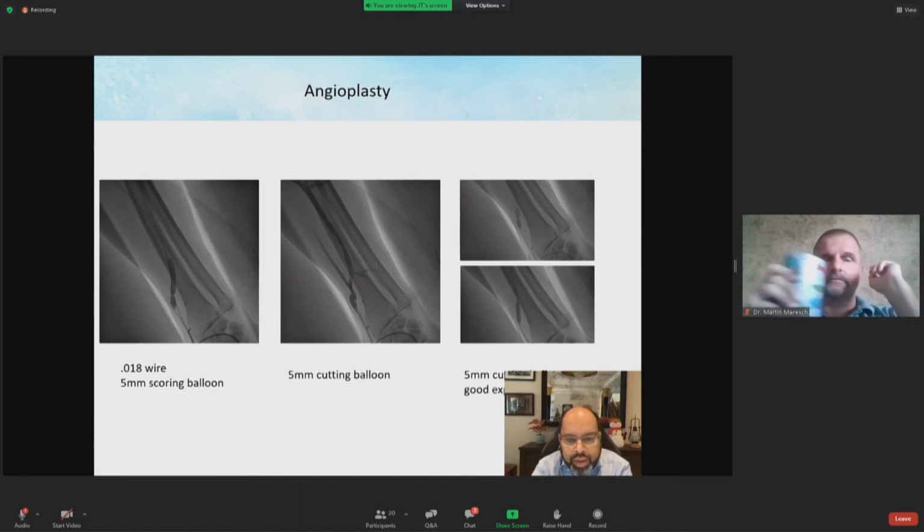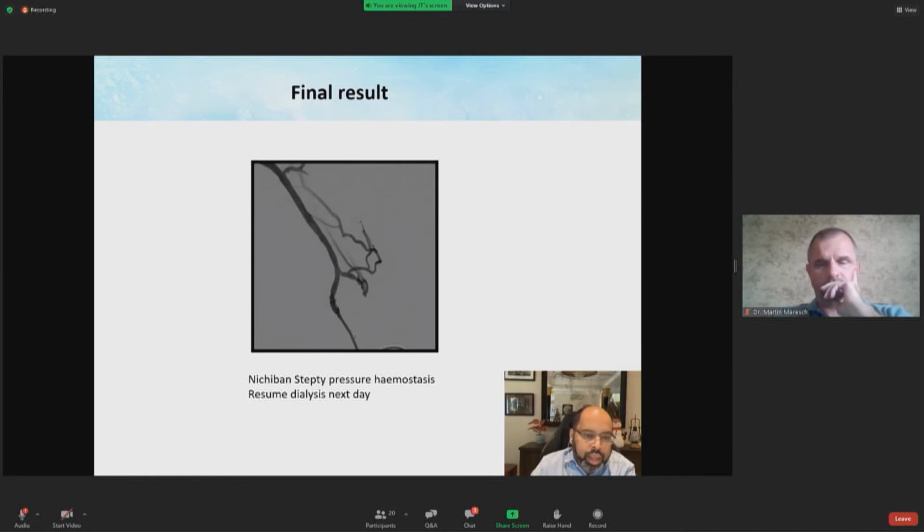Then we inflated the cutting balloon, and the constriction finally gave way, and we got good expansion. And we had a good final result. We secured hemostasis using a Nichiban Skep-T device, and we were able to resume dialysis the next day.